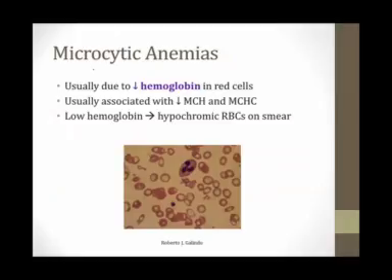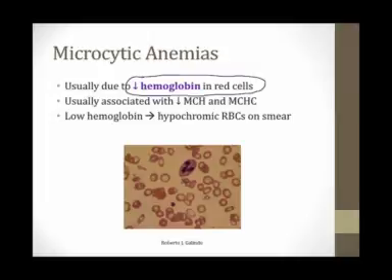Let's begin our discussion of the microcytic anemias by reviewing some general principles. Most of the microcytic anemias are caused by some process that leads to a low hemoglobin inside of red cells. When there's not enough hemoglobin available, red blood cell precursors undergo extra divisions. This leads to the production of smaller than normal red blood cells.